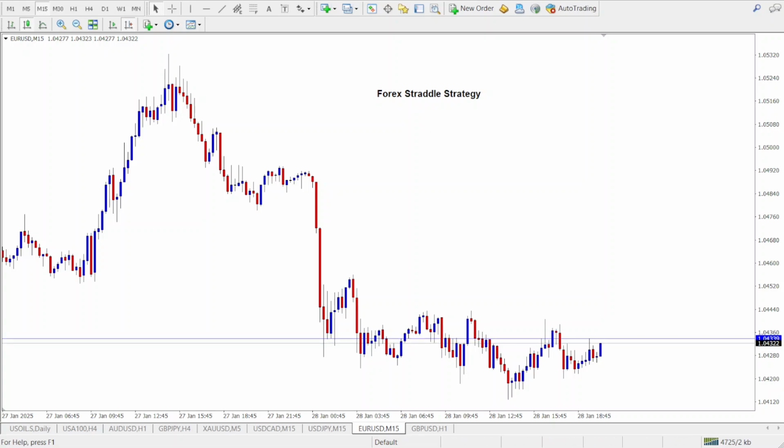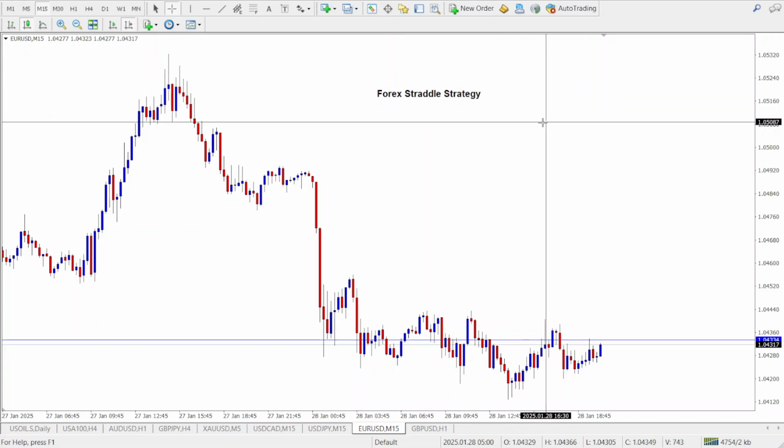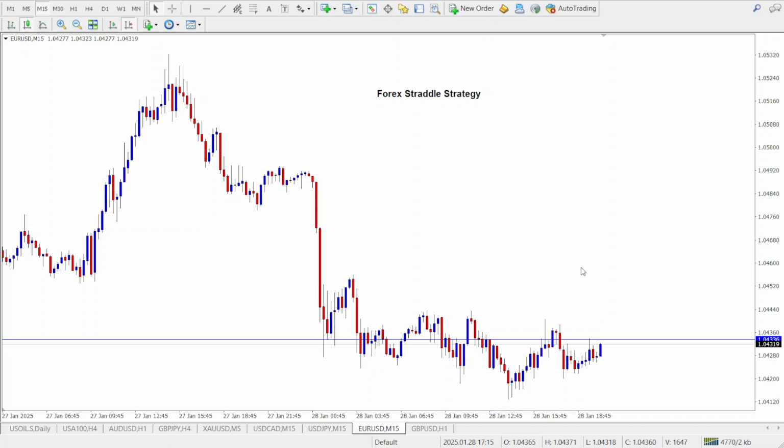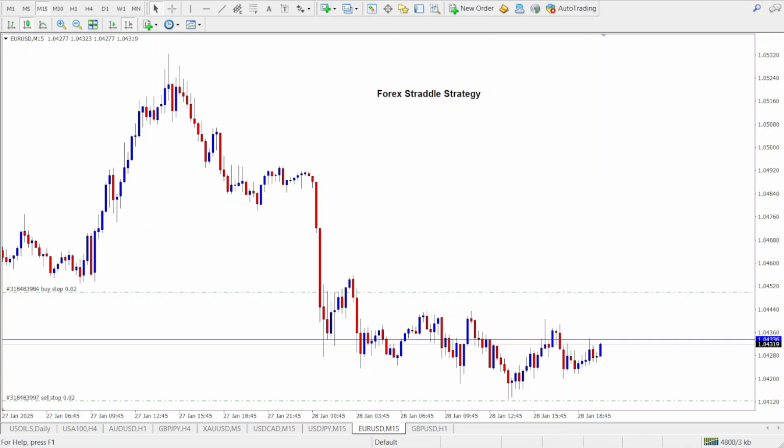To understand the Forex straddle strategy, let's first break down what it actually is. The straddle strategy involves placing two opposite orders at the same time. One buy order above the current market price, so that's going to be giving us a buy stop, and one sell order below the current market price. Essentially you are setting yourself up for a breakout in either direction. Whether the market goes up or down, you'll be ready to capture that price movement.